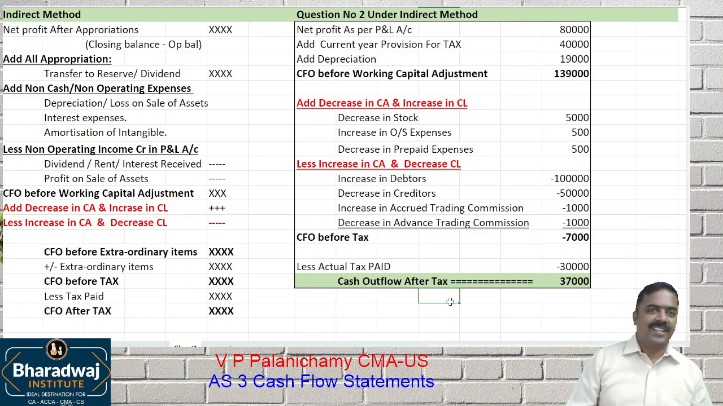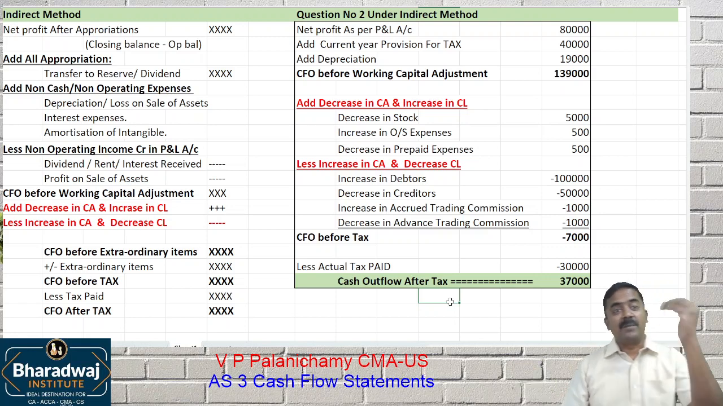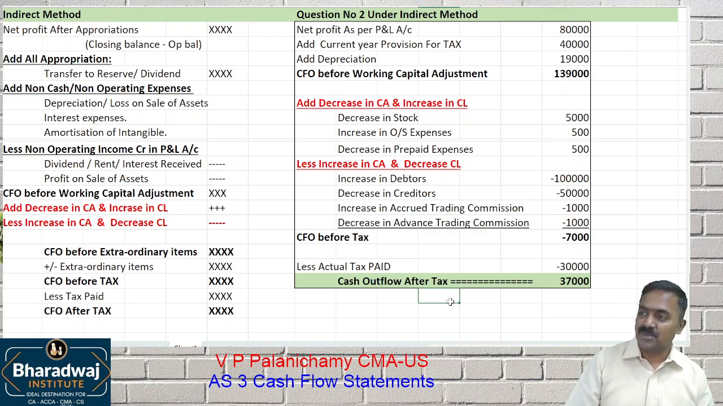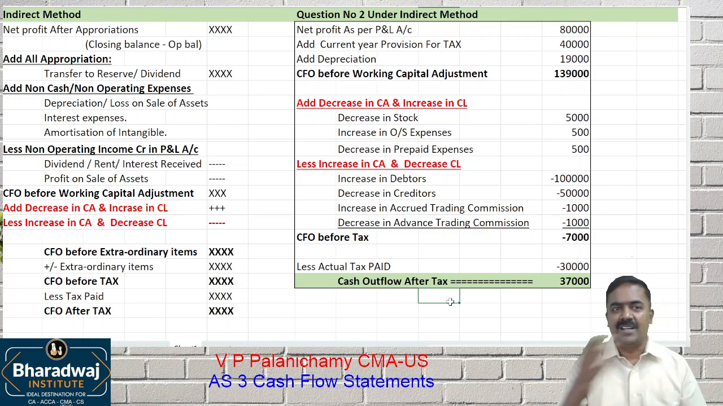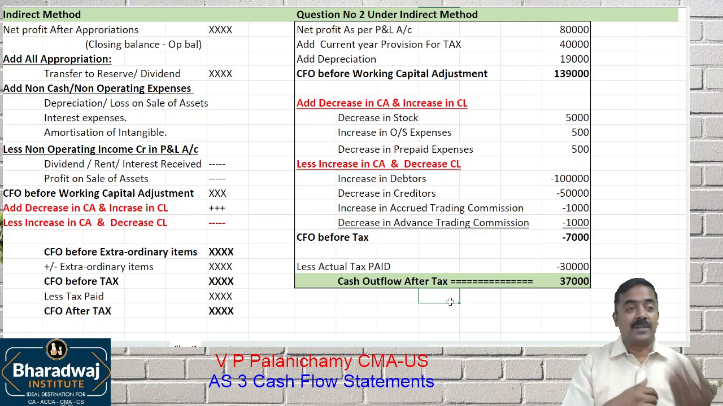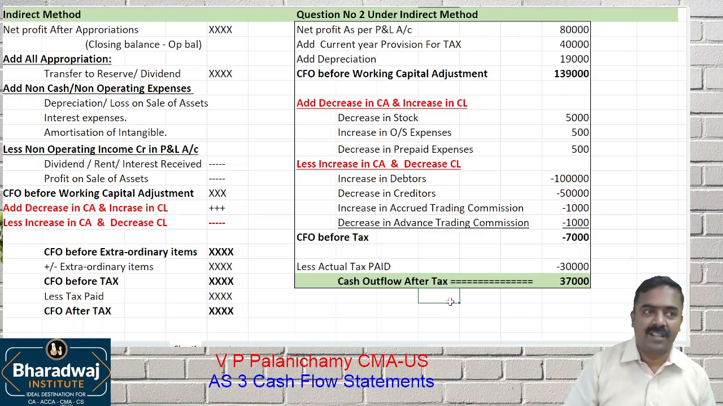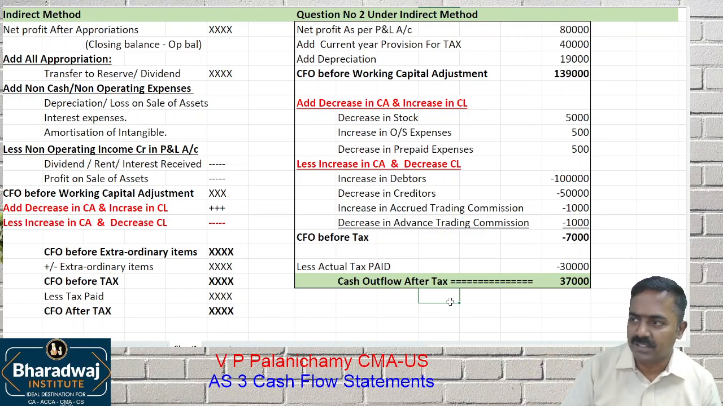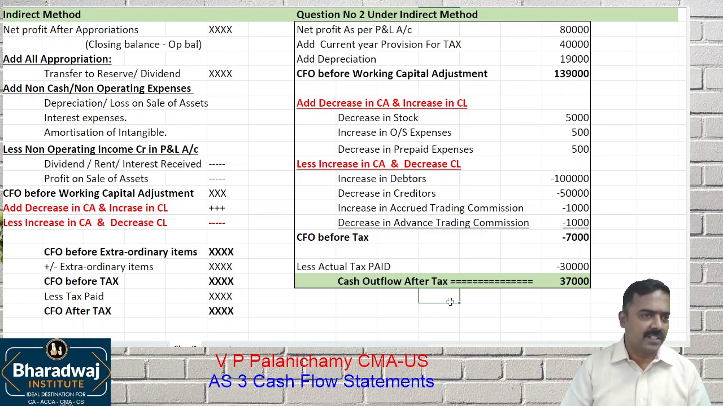Where they will not give you the closing balance of debtors, or they will not give you the opening balance of assets, but they will give you depreciation. You have to do the reverse working and find out. Sometimes they will give you ratios. Last year sales, current year growth. Last year purchases, current year growth. How much percentage of credit is allowed to customers, like that. They may give you some number complications. But the concept is only this much. Based on this, we are going to practice questions.